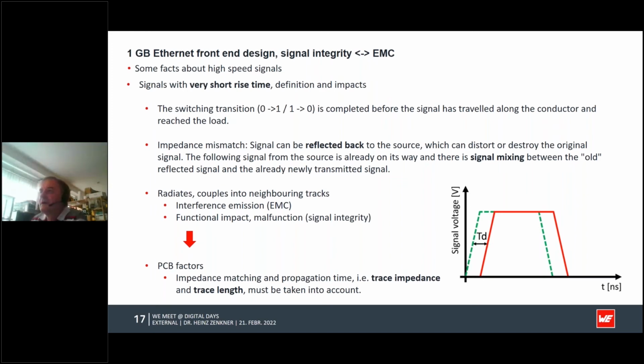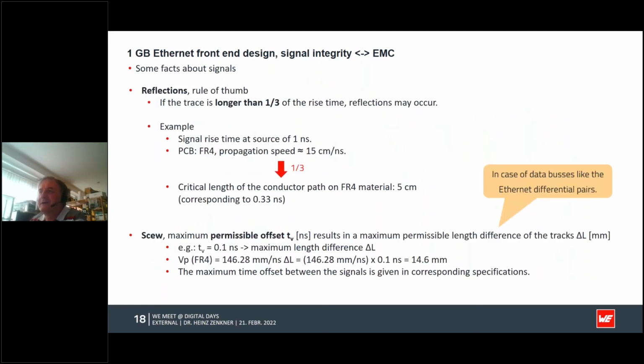And what does it mean? According to reflection, there's a rule of thumb. If the trace, the wave from the PHY, let's say to the port, is longer than 1/3 of the rise time of the signal, reflections may occur. Reflections may occur in case of mismatch. And as I have mentioned to you, depending on which cables you use, how the layout is done, and how symmetric the transformers are and so on, you don't have 100% matching. So there will be some mismatch. And let's look at an example.